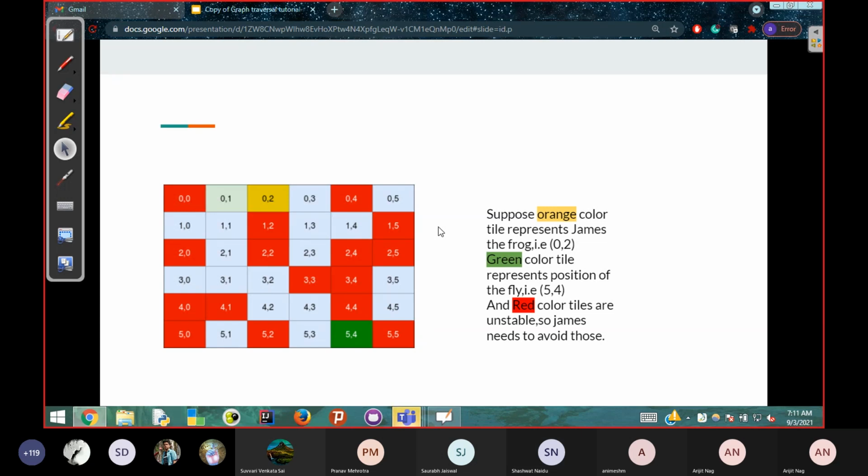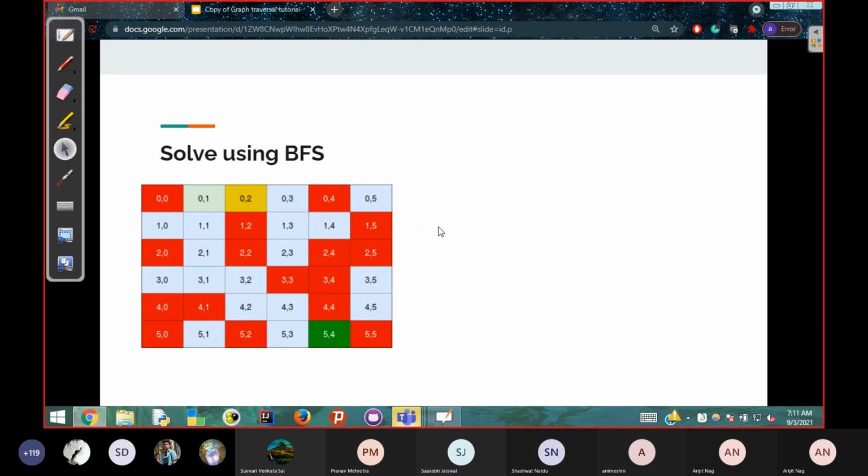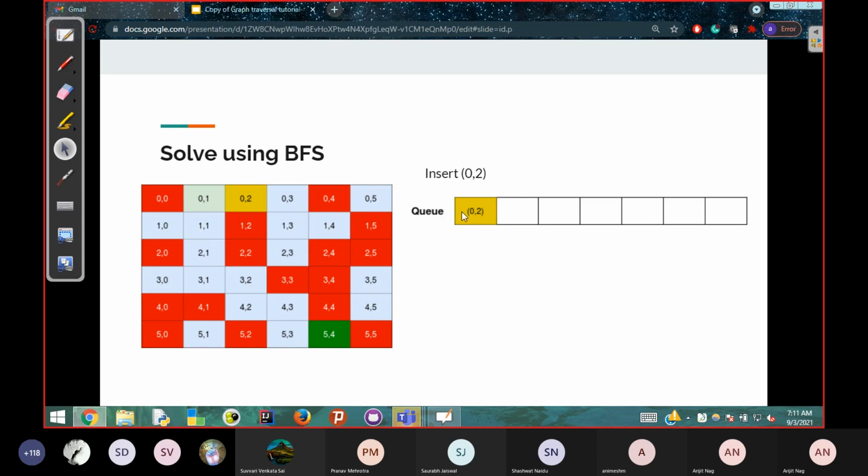Okay, I'm going to the next slide. We'll start the BFS. BFS uses a queue. Here our starting vertex is 0, 2 because we want to start from our current location, which is 0, 2. So we insert 0, 2 in the queue. Then we dequeue the front element of the queue, which is 0, 2, and we add its adjacent nodes to the queue.